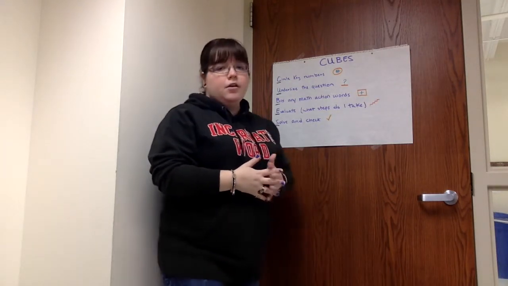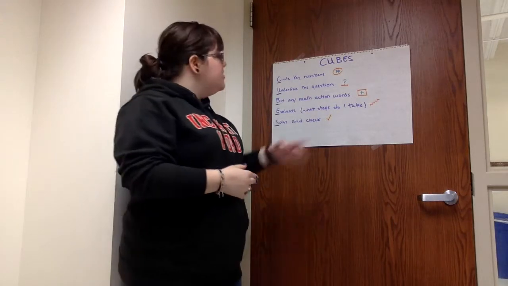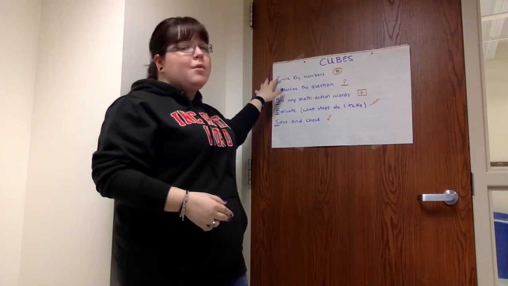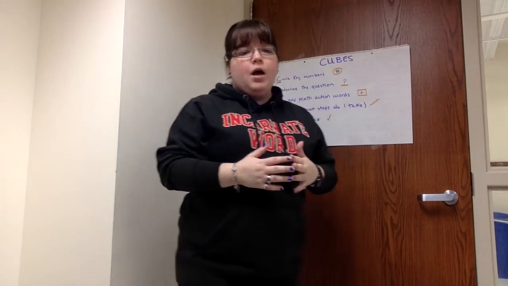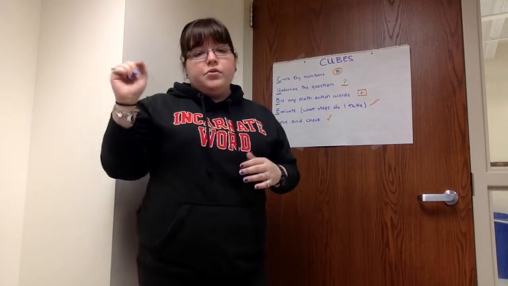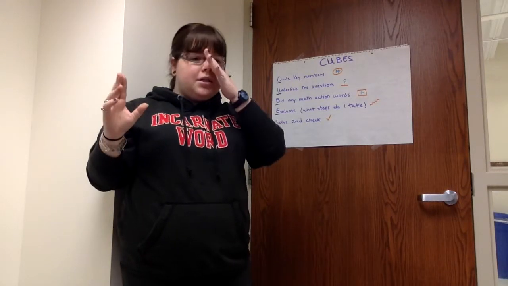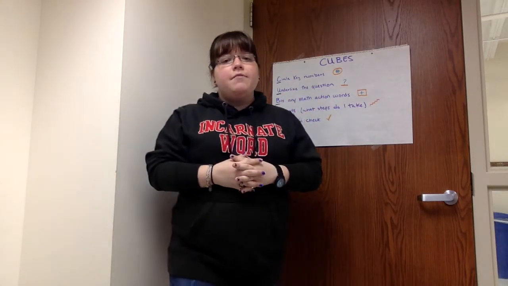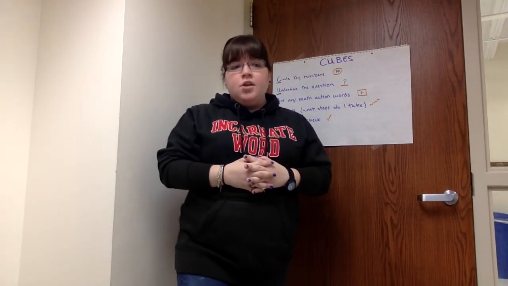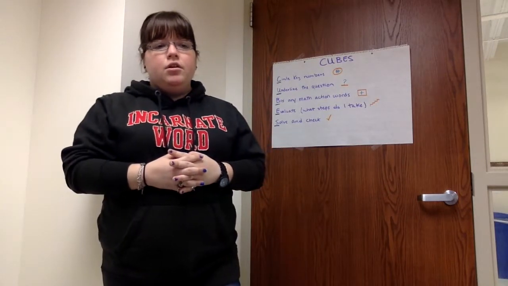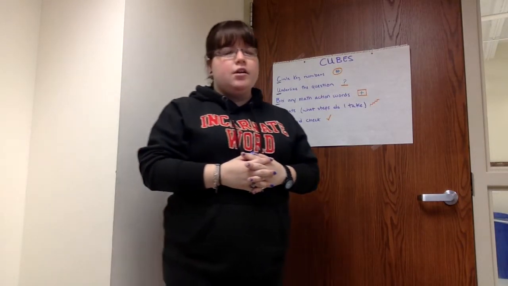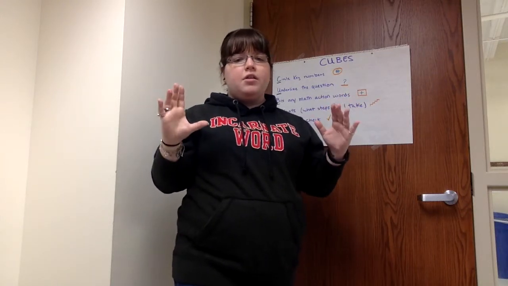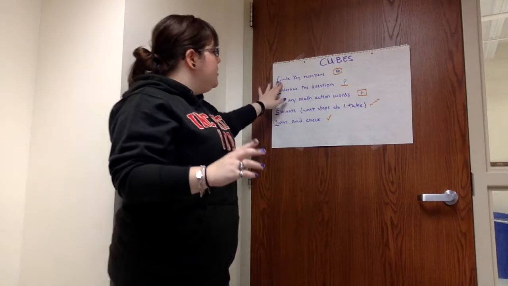Our first step in the CUBES strategy is the C. C means circle the key numbers. So this means if you have a word problem and it has numbers in it, you circle numbers. But you only circle the numbers that are important to the information. And you know if it's important by reading what the actual question is. So if the question says that you should only pay attention to certain things, then you need to circle those numbers and ignore the other numbers. So the first step is circle the key numbers.